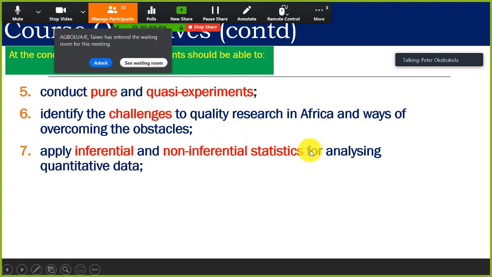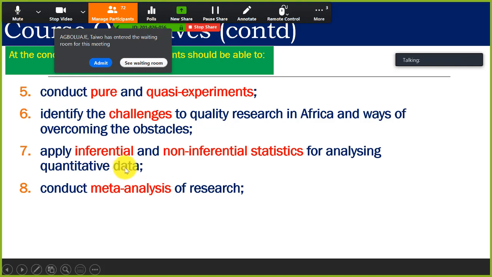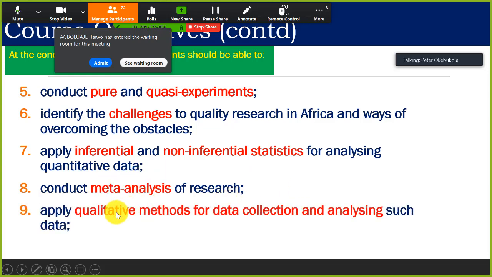We apply inferential and non-inferential statistics for analyzing quantitative data. We're going to take some interesting look at meta-analysis of research. How do we conduct meta-analysis of research? And then look at qualitative methods for data collection and analyzing such data.